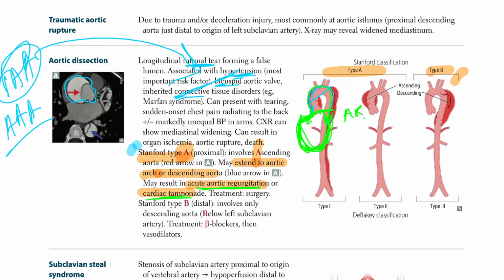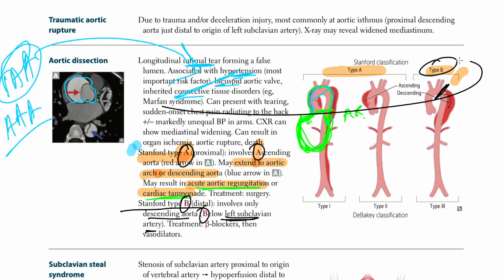For type B, Stanford B, which is distal, it involves only the descending aorta below the left subclavian artery. So they're saying type B has to come after the left subclavian artery. B for below the left subclavian artery, A for ascending aorta.